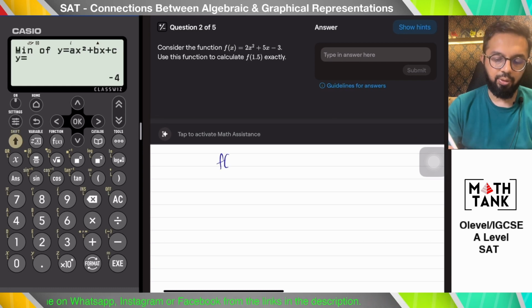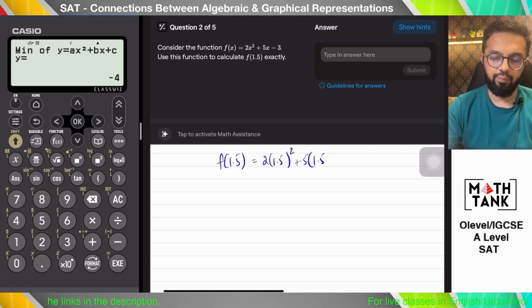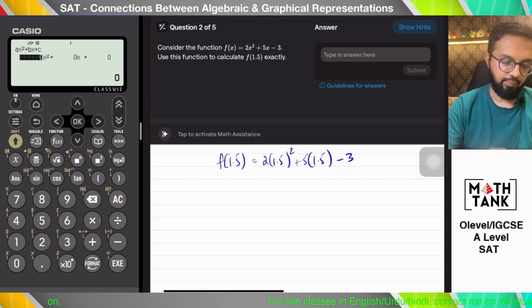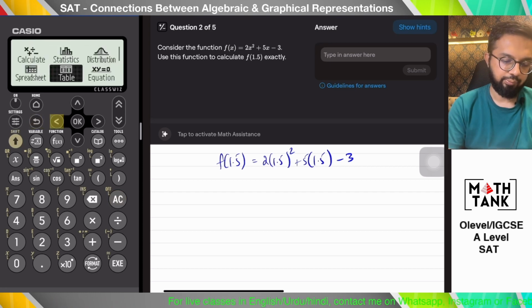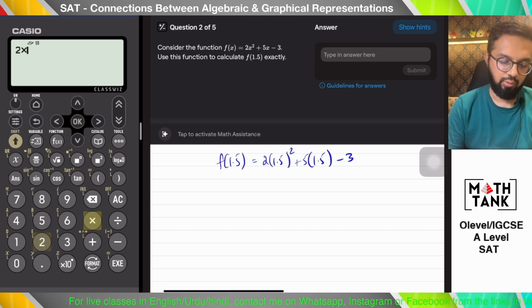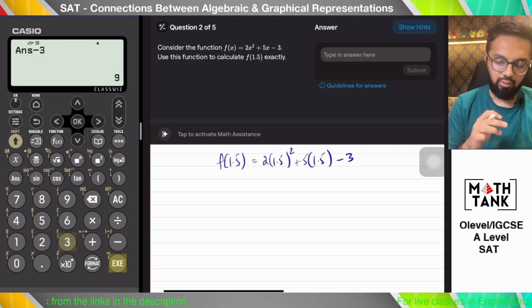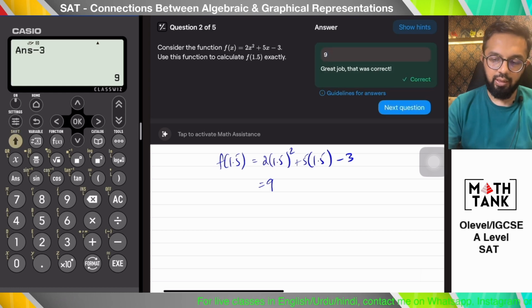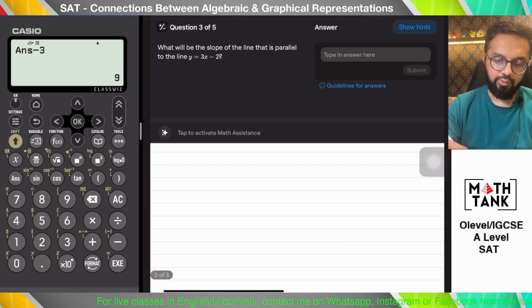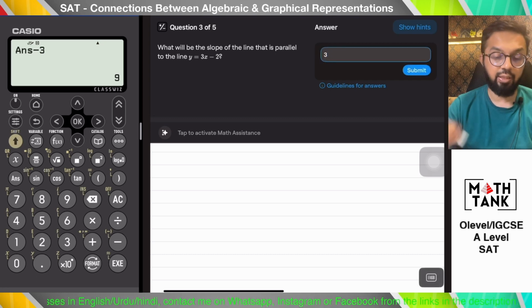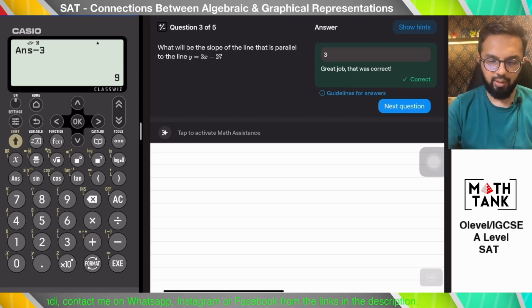Okay, functions are simple. If I have to calculate 2 times 1.5 squared plus 5 times 1.5 minus 3. Okay, 9. Let's see if that is the correct answer. Yes, that is correct. Slope of the line, that's simple. That's 3 of the line that is parallel. So parallel lines have the same slope as well.